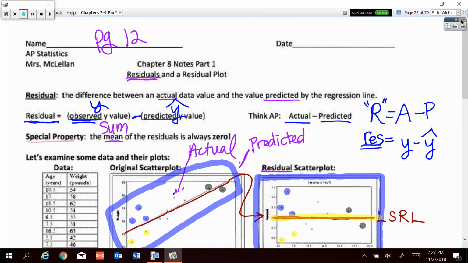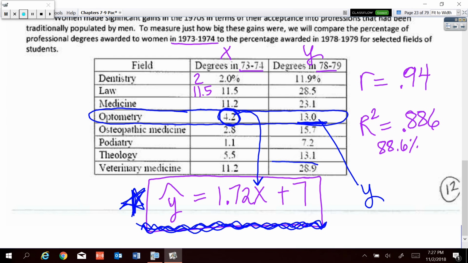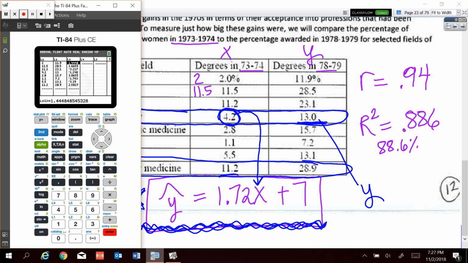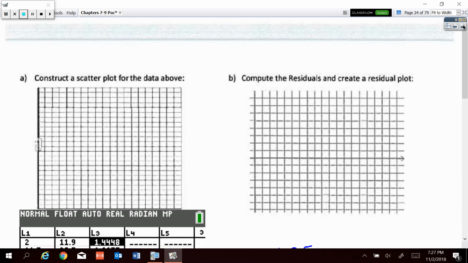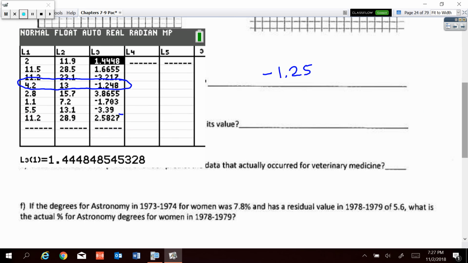Question D says, find the residual for veterinarian medicine. Look here at the bottom of page 12. Veterinarian medicine was the last information you put into your data set. It has an x value of 11.2, so let's go find that on our calculator. There, 11.2, and then you go on over, and it has a residual of 2.58. Very easy. But of course, you could use the function and solve it that way.